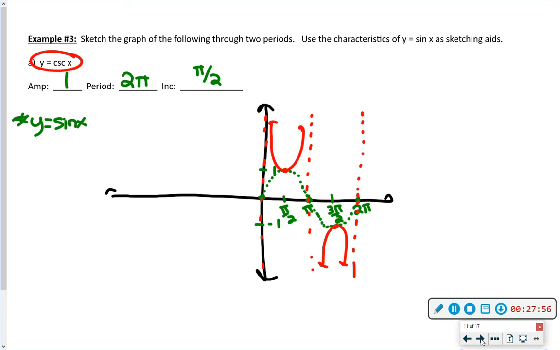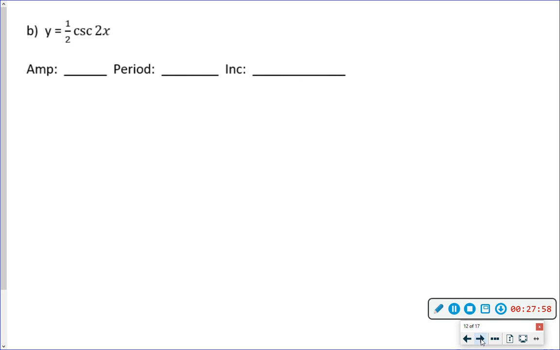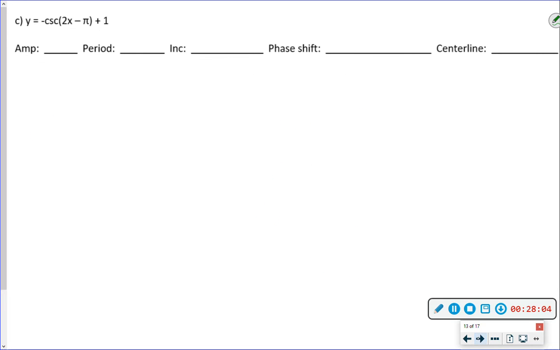All right, throw some numbers on. Again, let me see. Let's skip B. And I'm going to do C, because C is harder because you have more shifting on it. So let's do C. Good try, Avery, good try.